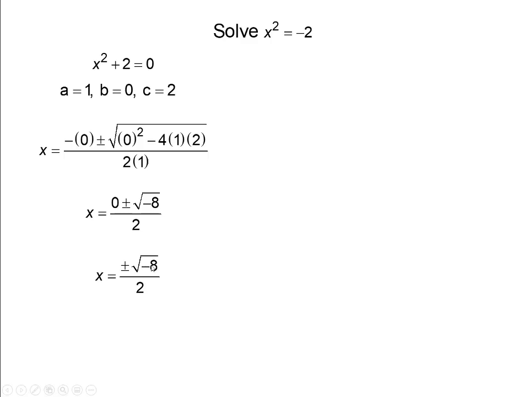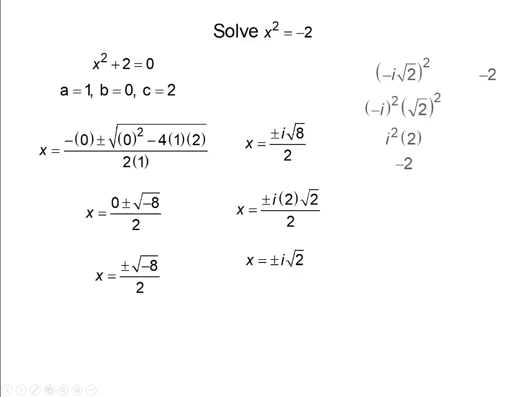To finish, I need to recognize that I'm taking the square root of a negative value. I need to rewrite that using our definition. And now I can work with the square root of positive 8, making it 2 roots of 2. I can reduce my common factor of 2. And here are my two answers. And here's a check for one of them.